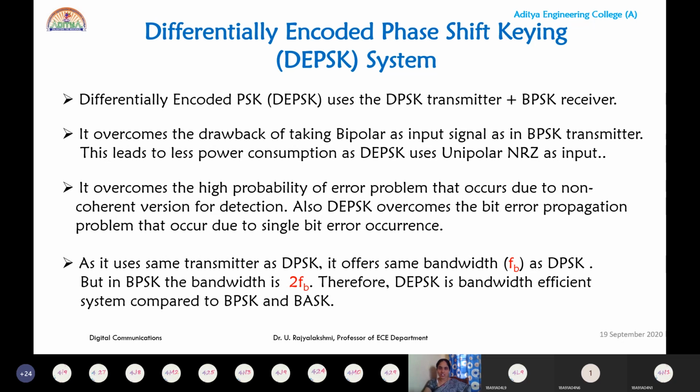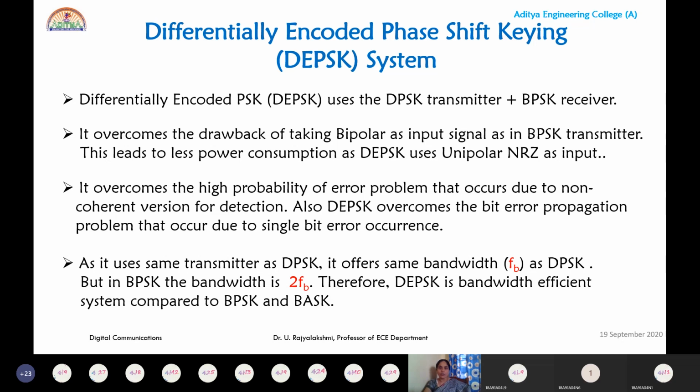Already we discussed the DPSK general format, B_k into A_c cos omega_c t, where B_k is the unipolar energized signal obtained from the differential encoder. What about BPSK? It is b(t) into A_c cos omega_c t. So what are the drawbacks of the BPSK transmitter section? In BPSK, the bandwidth requirement is 2FB. And because it uses bipolar energized, it consumes more power. That is why the DPSK transmitter section is used instead of the BPSK transmitter.